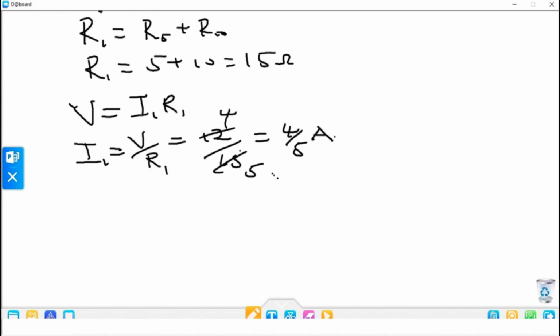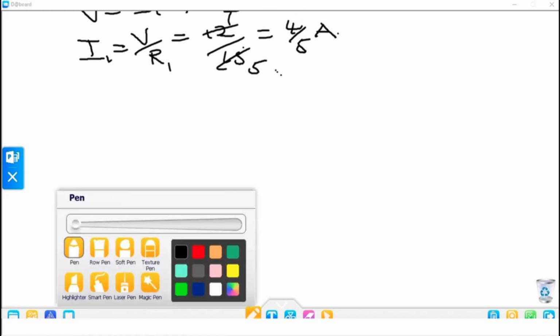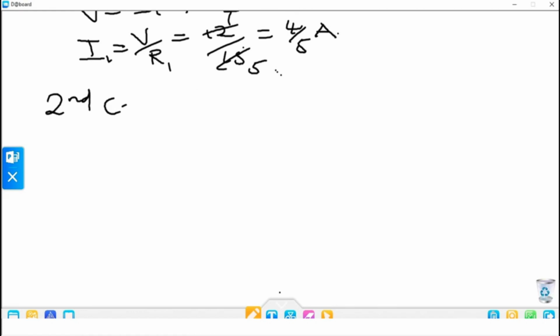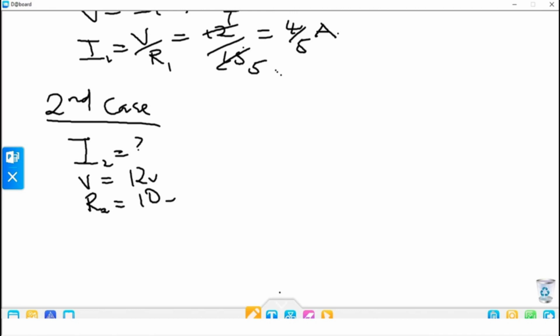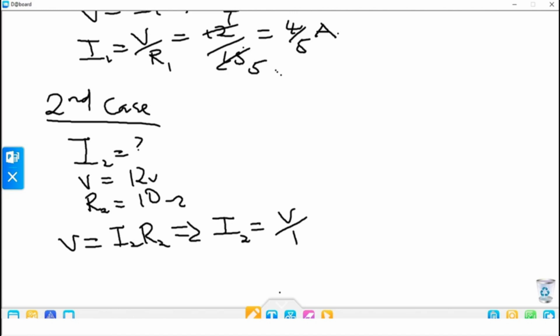Now let's do the second case. In the second case, we are looking for I2. Like I said, V is constant, which is 12 volts, and R2 here is just 10 ohms. So similarly, if you use Ohm's law, you have that V is equal to I2 R2. If you make I the subject, I2 becomes V all over R2. Our V is 12, R2 is 10. So 2 here will give us 6, 2 here will give us 5. So it will become 6 all over 5.